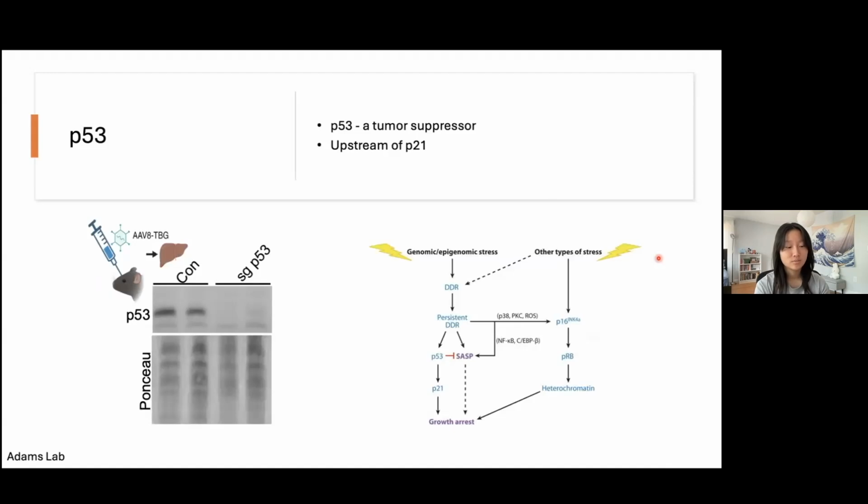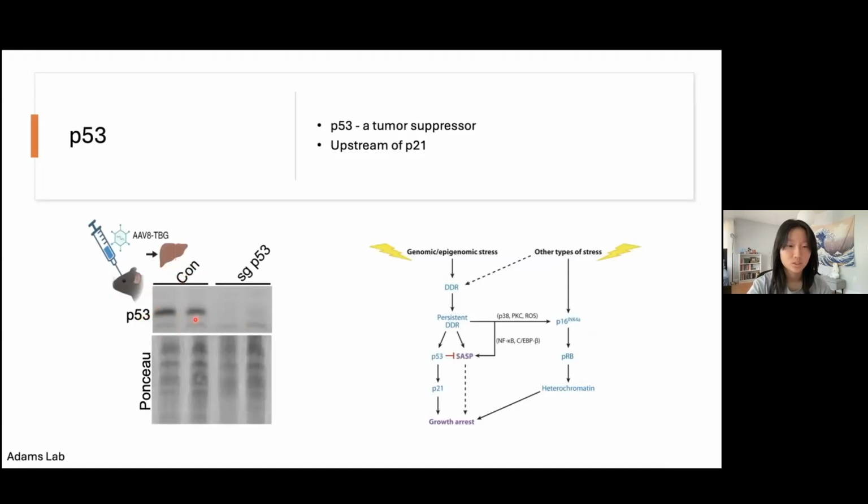And so one of the ones they've looked at is P53, which is a tumor suppressor, and it's upstream of P21, so one of our targets of interest. We are conducting functional analysis on the mice. So this is a Western blot we have here. And on the left is the control.